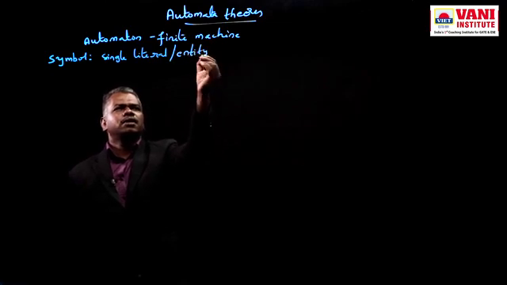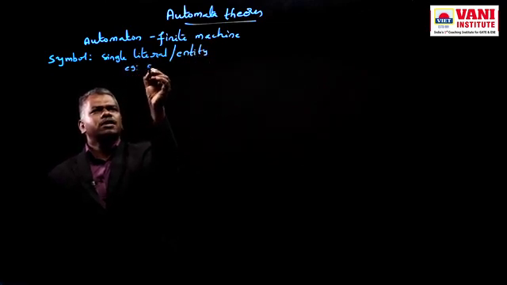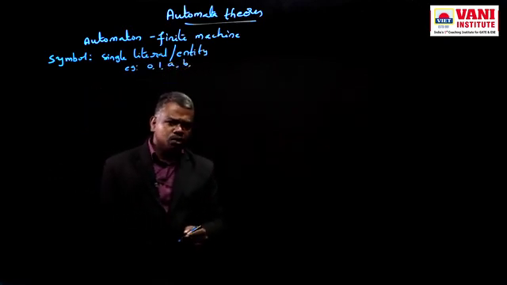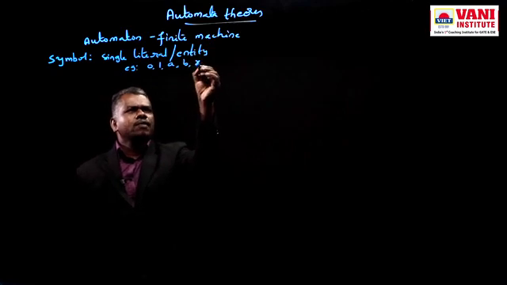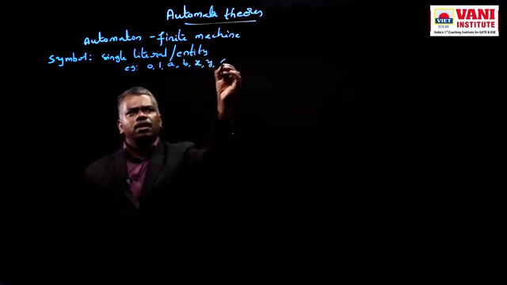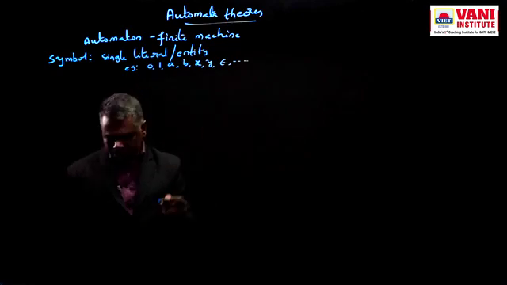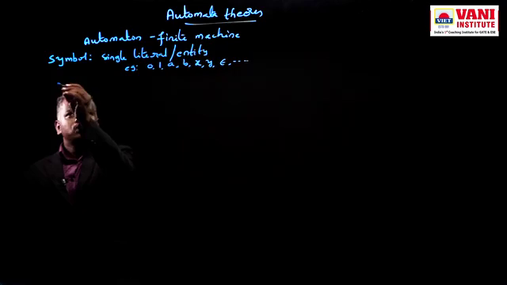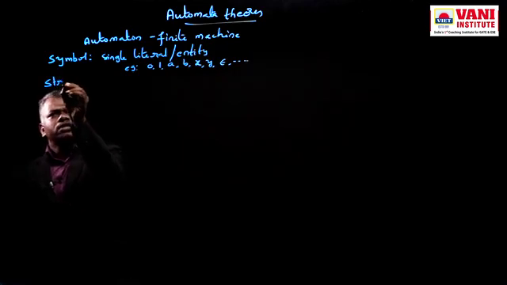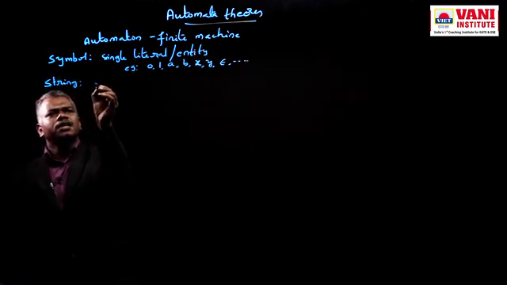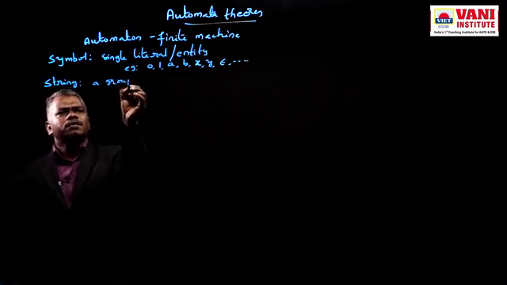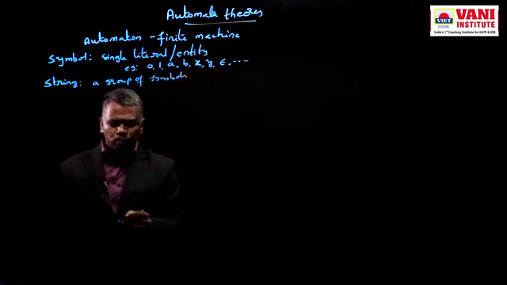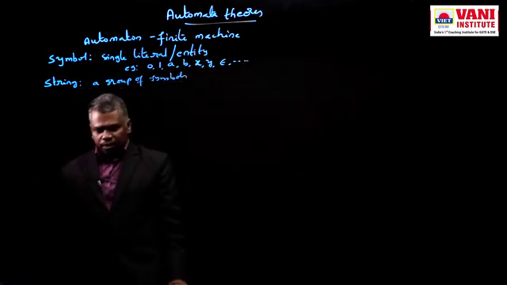So a symbol can be, for example, a 0 or a 1, or an alphabet letter like a, or x or y, or a null. Anything can be considered as a symbol, a single symbol. Such a group of symbols is considered a string. A string is a group of input symbols, or simply symbols.